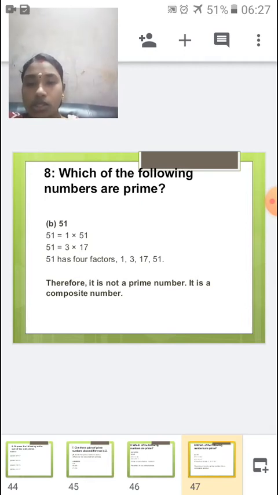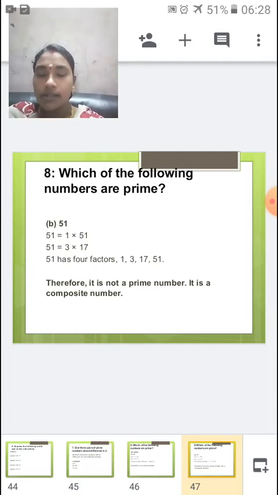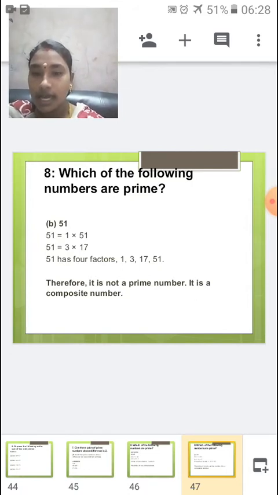51 also has two numbers as factors? No. Let us check this. First, 1 into 51 is 51. 51 ones are 51 and 17 threes are 51. What is 51? 17 threes are 51.